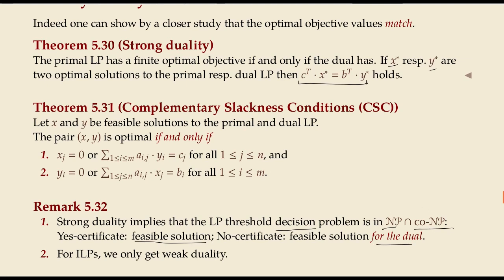And this is striking. From a complexity theoretic point of view, again, it's not surprising since we already knew that LP is in P, so this implies that it's in NP and co-NP. But it actually gives us a very nice way to construct certificates, even if we do not solve the LP to optimality using simplex or whatever method.